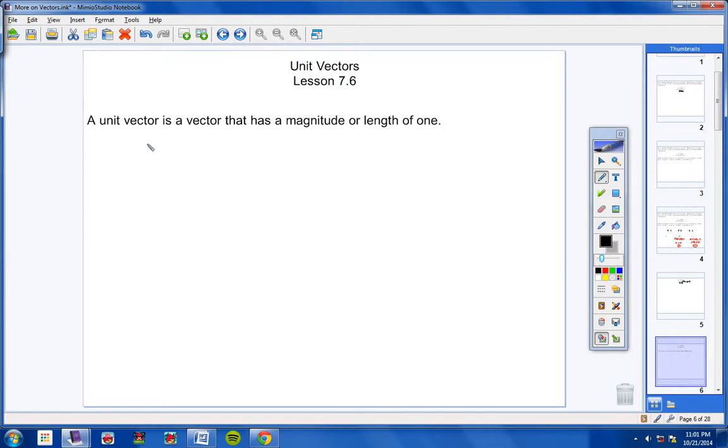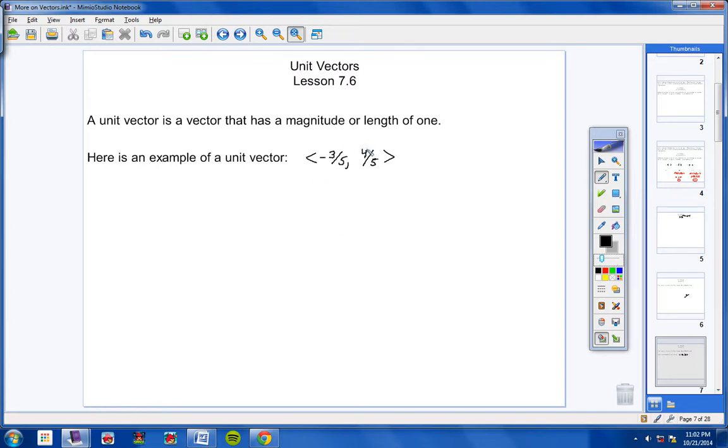A unit vector is a vector that has a magnitude or length of 1. That's it. So when you draw the vector, it has a length of 1. So any vector that has a length of 1 is called a unit vector. Alright? Now, here is an example of a unit vector. Let me prove that to you real quick, okay?